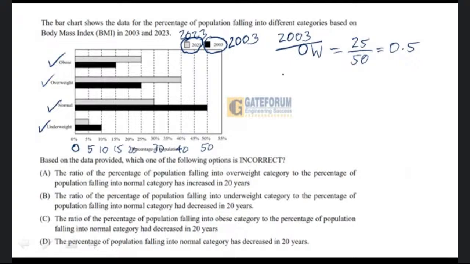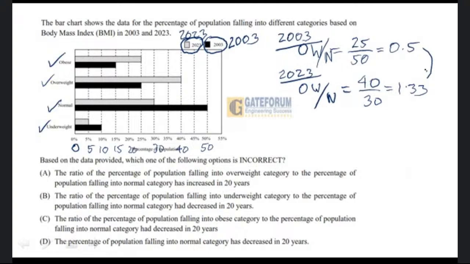Now, let us calculate in 2023. What is the ratio of the overweight to the normal? So overweight to the normal in 2023. 2023 is the gray one. So overweight it is 40 and normal is 30. So this would be 4 by 3, that is 1.33. So it has indeed increased. So has increased in 20 years is perfectly correct. So this is not my desired option.